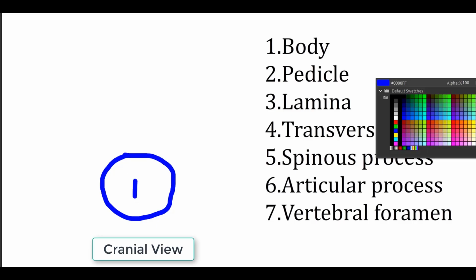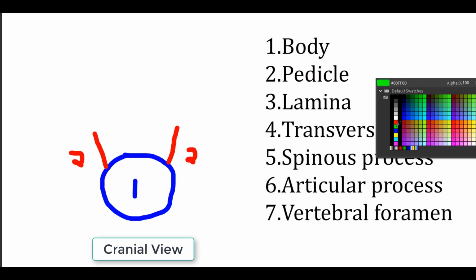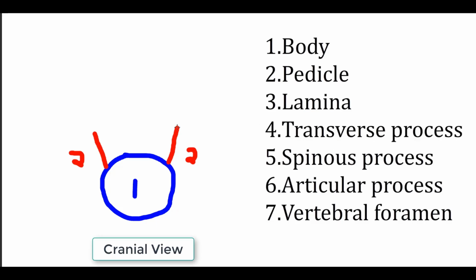Then we'll continue and we'll draw a couple pedicles emerging dorsally from the body. So call these pedicles. Pedicles is derived from the term for foot, small foot. Moving on, we're going to join these two pedicles with two lamina. So the pedicle and the lamina come together to form the vertebral arch.